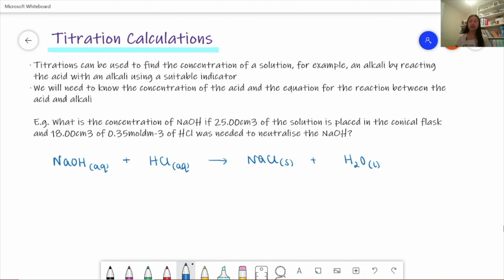So the next thing we can do is work out the moles we have of hydrochloric acid. And so we have that the moles of HCl is equal to the concentration multiplied by the volume. So we have the concentration is 0.35 and then multiplied by the volume, but the volume has to be in decimeters cubed. And so we have to convert this 18 centimeters cubed, and we do that by dividing it by 1,000 or multiplying by 10 to the power of minus 3. And so we get 6.30 times 10 to the minus 3 moles.